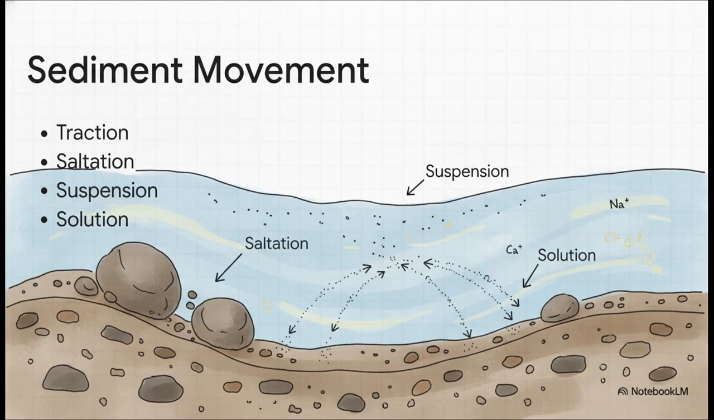First is traction, which is for your heavy boulders and cobbles. They are literally rolled or pushed along the seabed. Then we have saltation, which is a bouncing, skipping motion for medium-sized sand grains. Next is suspension. This happens when finer particles, like silts and clays, are carried completely afloat within the turbulent water. And finally, solution, where completely dissolved minerals are carried invisibly in the water mass itself.